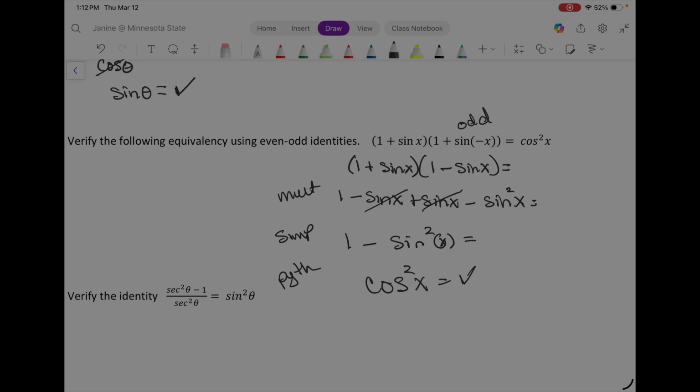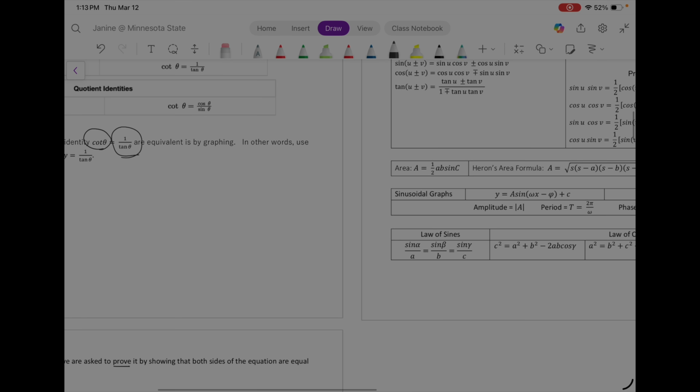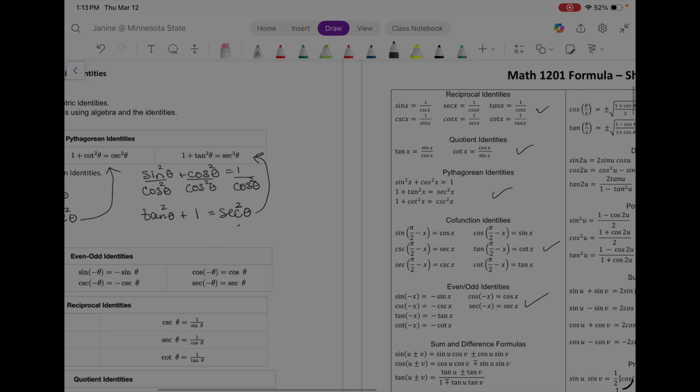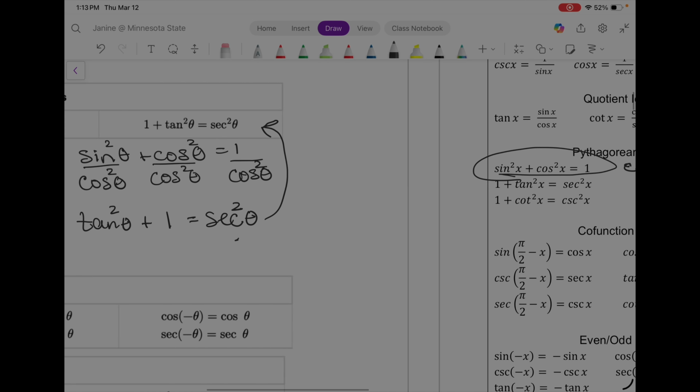Now, if you don't see right away that 1 minus sine theta squared is equal to cosine squared, I'll just remind you of the identities that we've established so far. If the Pythagorean identity is sine squared x plus cosine squared x equals 1, and I subtracted sine squared on both sides, then it's safe to say that cosine squared x is equal to 1 minus sine of x squared, which is what we have. Okay? All right.